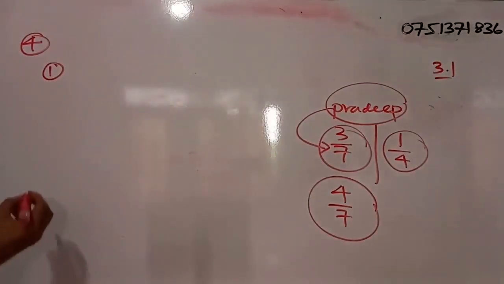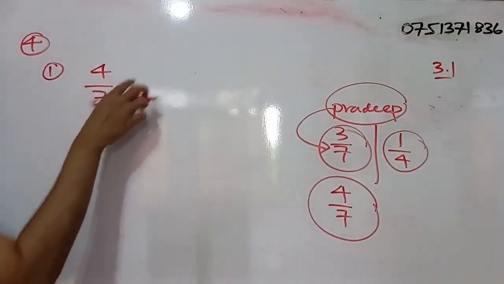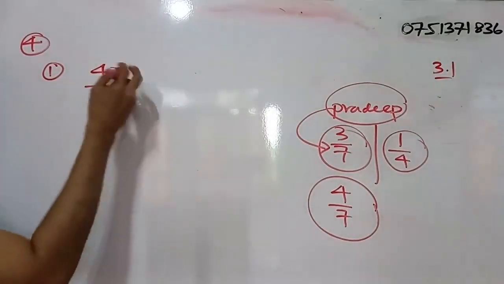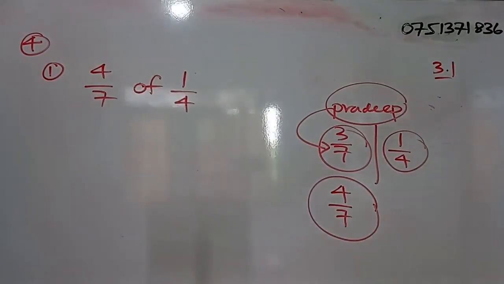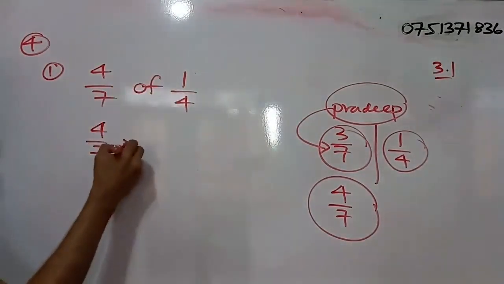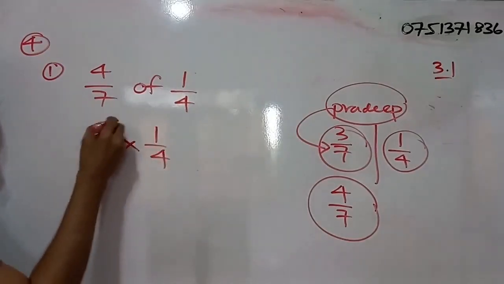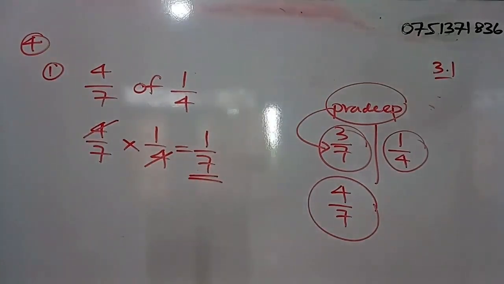Right? So how do we find the answer? From 4 by 7, from this amount of fraction, he buys another quarter. Right? So 4 by 7, we replace this "of" by the multiplication symbol. So we can cancel out this 4. So 1 by 7. So that is the answer.